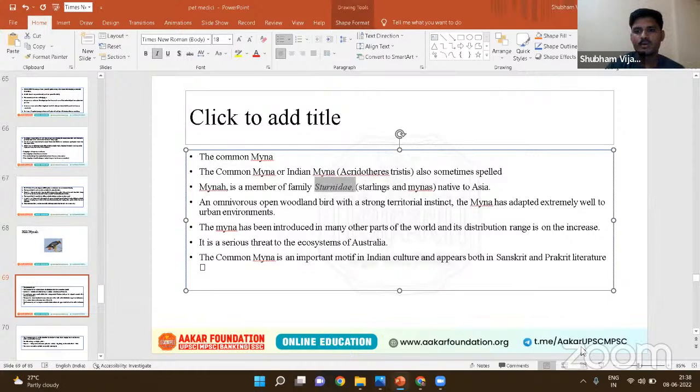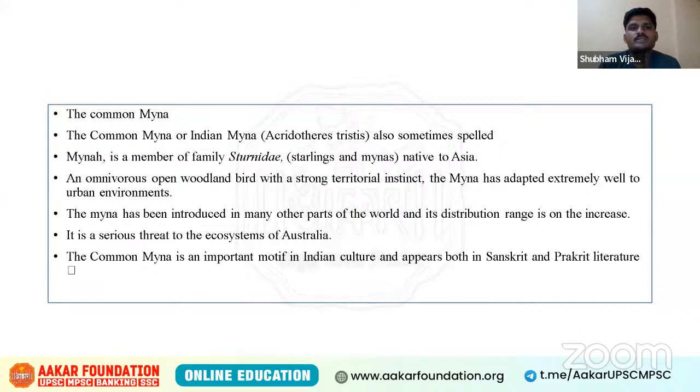Sternidae. Okay. And it is native to Asia. This is an omnivorous open woodland bird with a strong territorial instinct. Okay. Mynah has been introduced in many other parts of the world, and its distribution range is on an increasing level. But in Australia, there is a threat to the ecosystems from this bird.